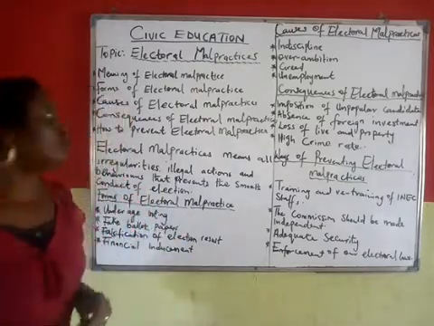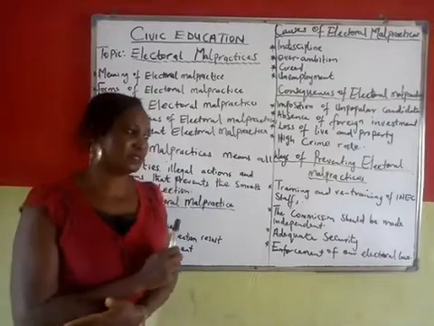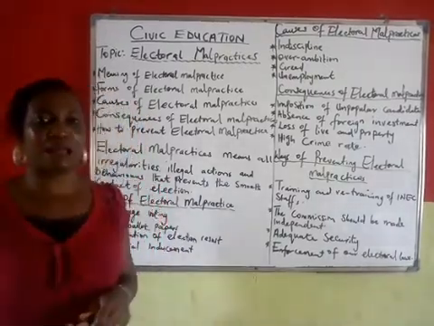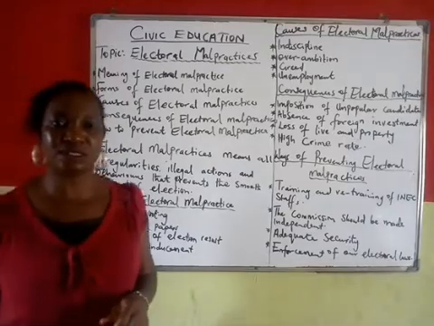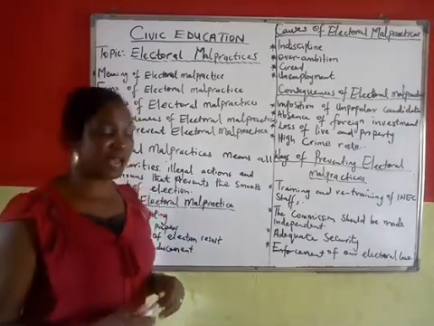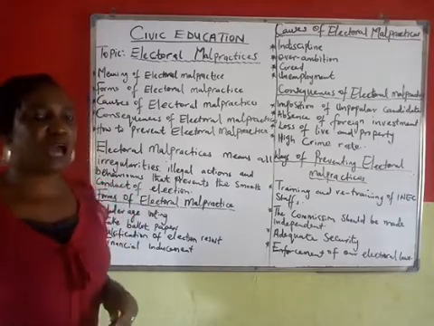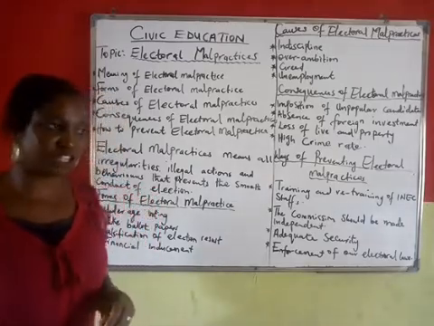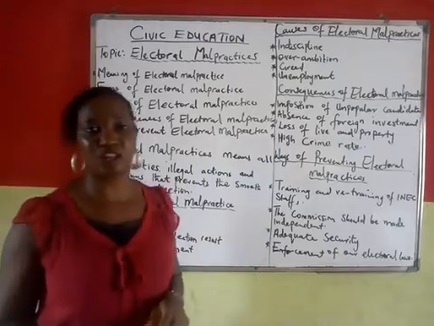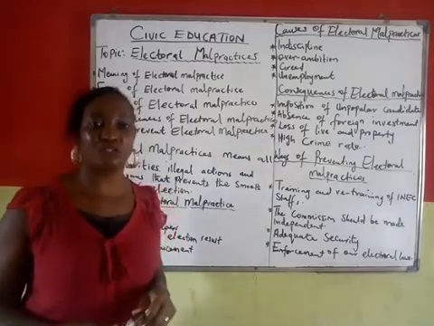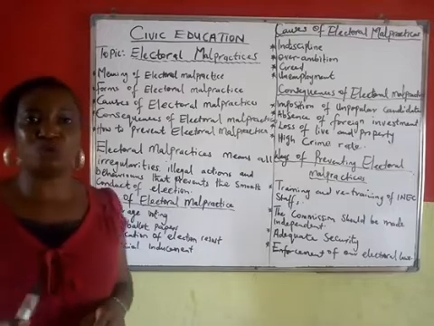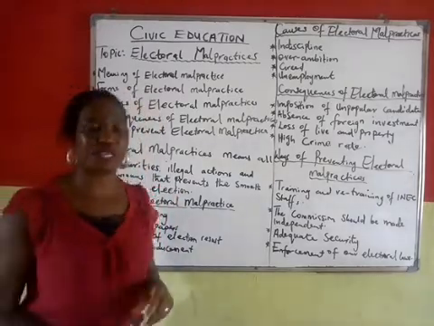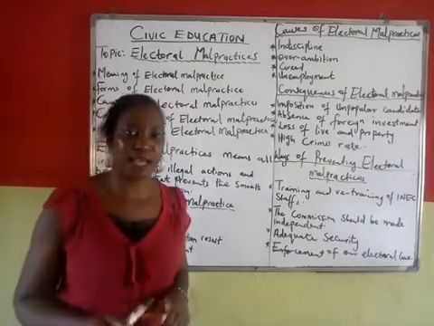Now let's go to electoral malpractice. Remember we talked about the electoral body last time, and we talked about the functions of the electoral body, the INEC, and we did mention that some of the functions are to conduct elections. Apart from conducting elections, they are also to announce the results and the winner of the election. And after that, they give a certificate to the winner of the election.